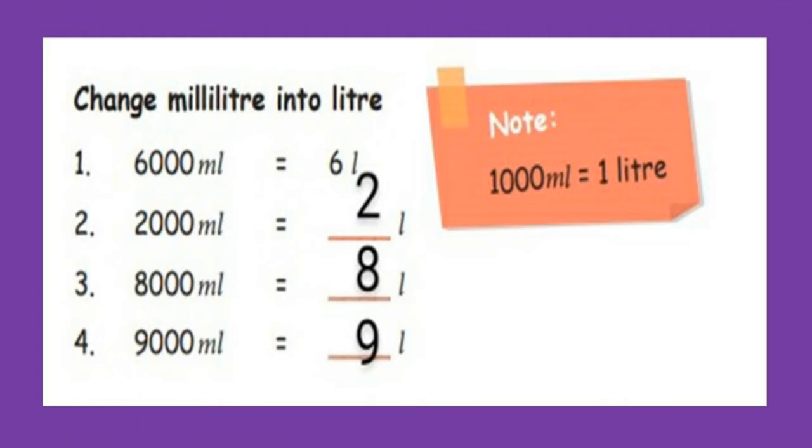So, once again I repeat, if we convert milliliter to liter, we have to divide the number. If we convert a higher unit to a lower unit, we have to multiply the number.